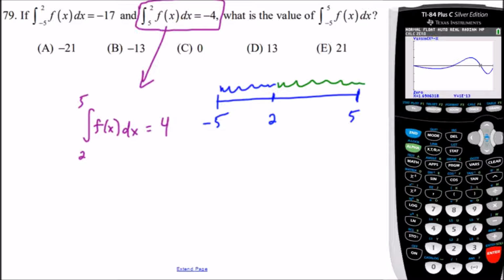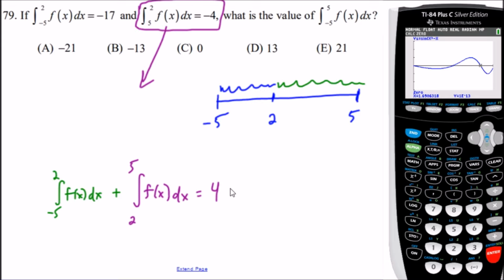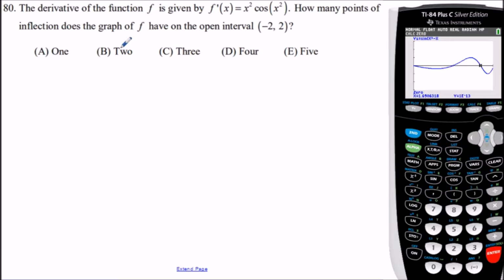So then to answer this question, all we have to do is take the integral from -5 to 2 of f of x plus, well, I'll just drag this, no point in writing it twice, plus this integral over here. And now that's just going to be equal to +4 for this one, and the other integral, -5 to 2, is equal to -17. And this is going to result in -13, which looks like choice B. So for 79, we're going to go with choice B.